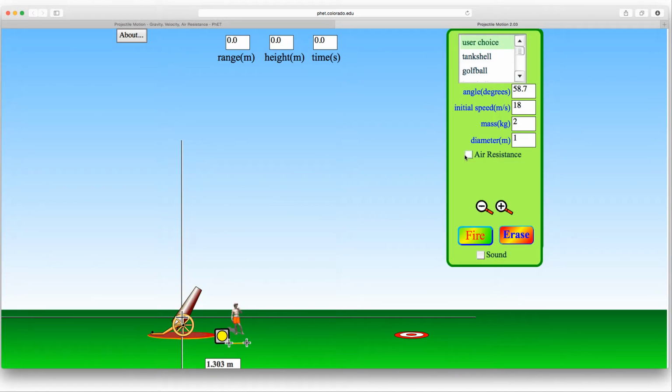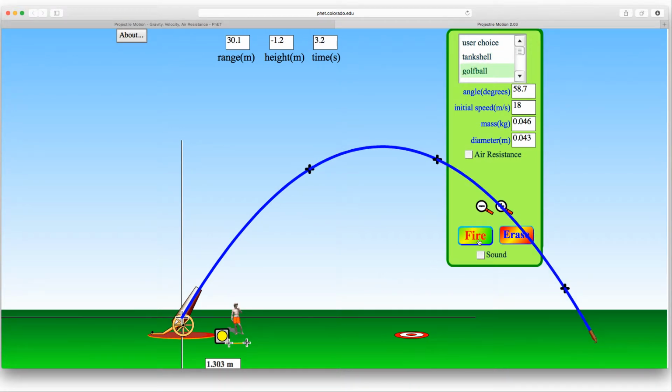You can change mass, initial speed, angles. You can change what you launch. We have a tank shell, a golf ball, a pumpkin, and there's all kinds of different things in here, a human, and other stuff.